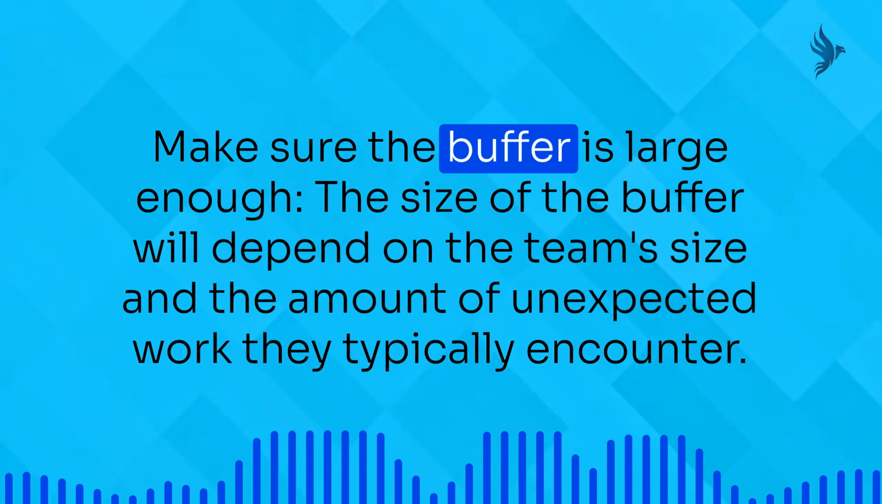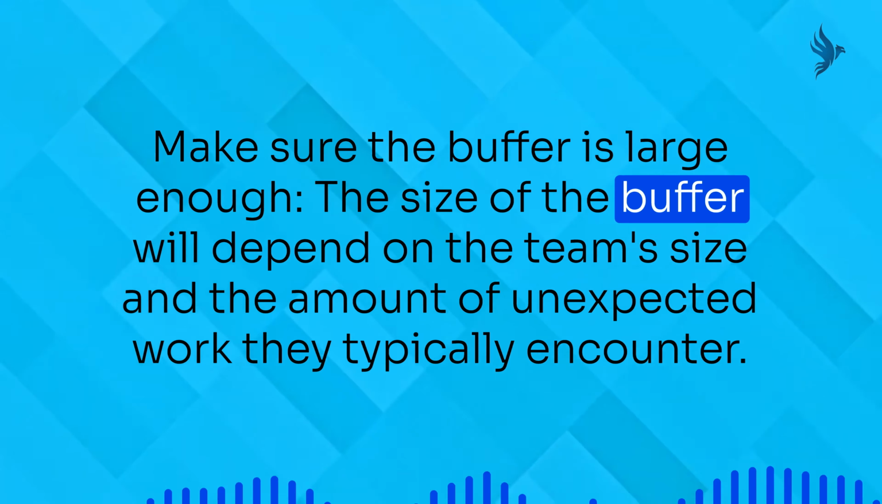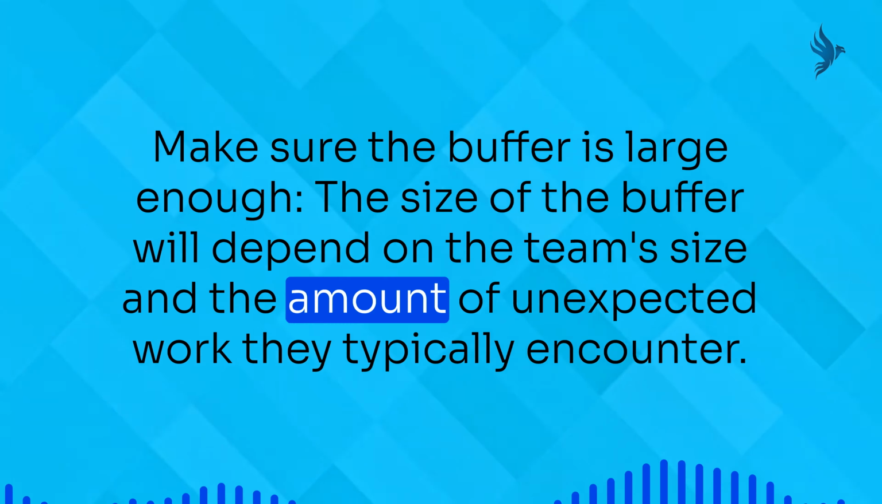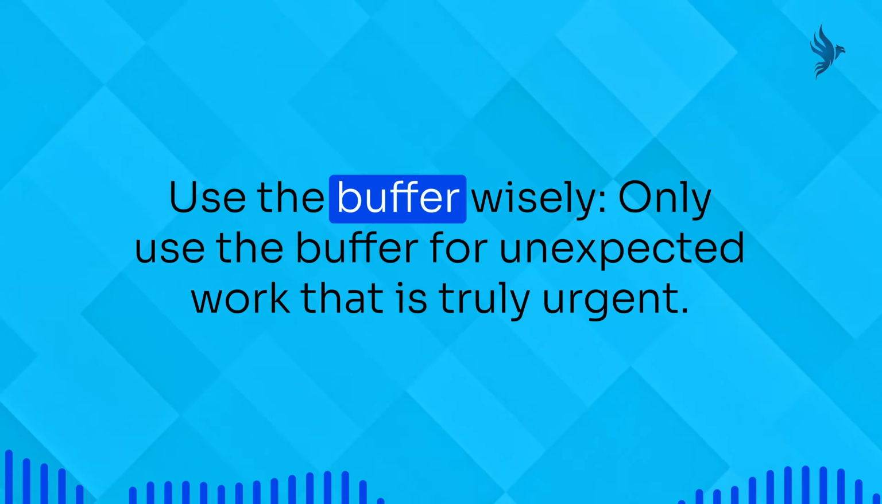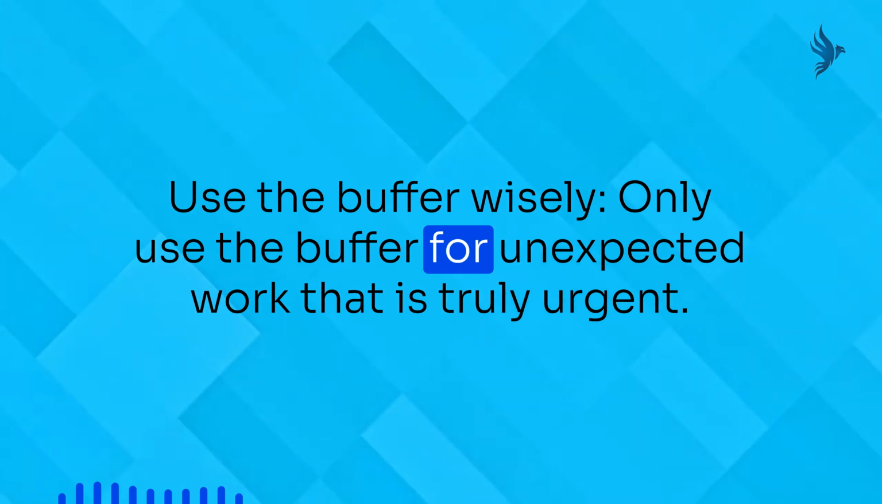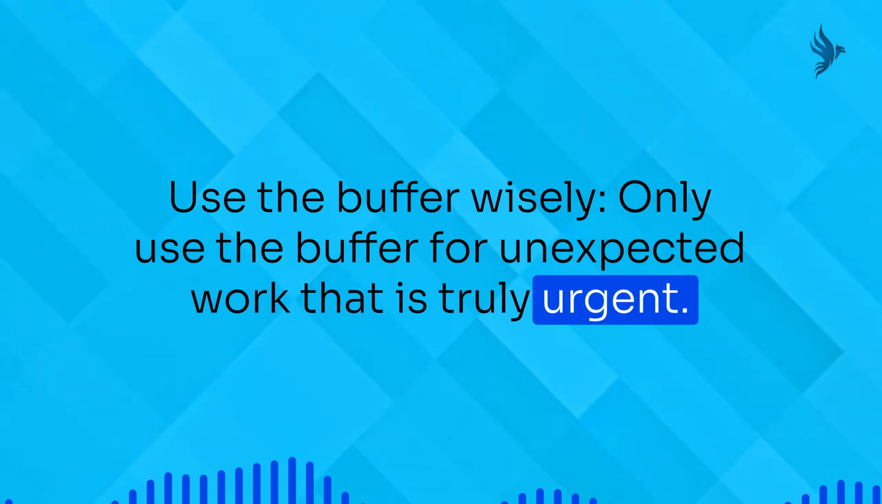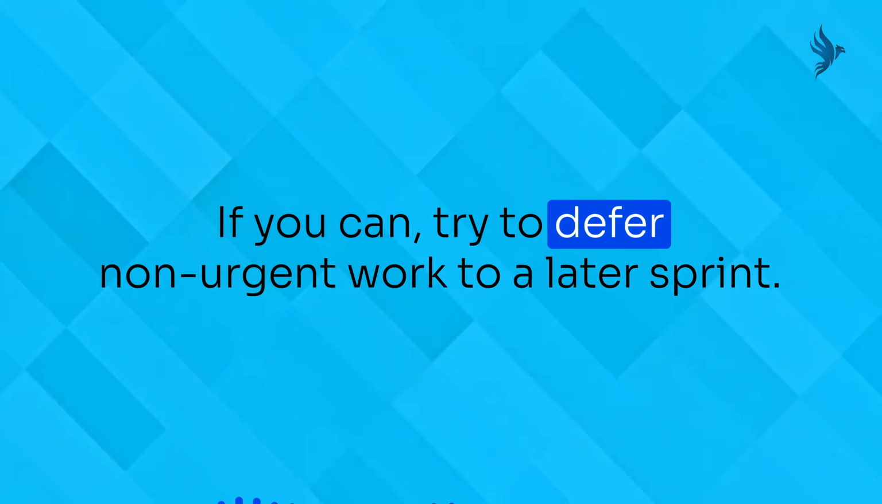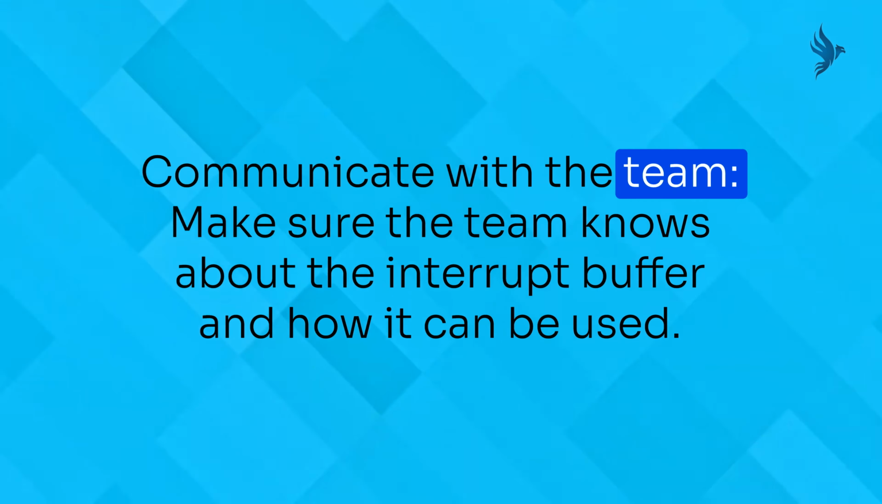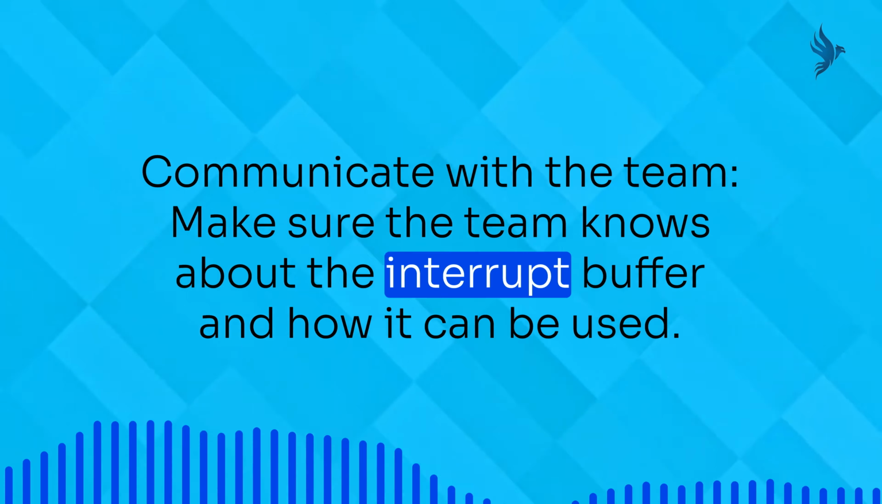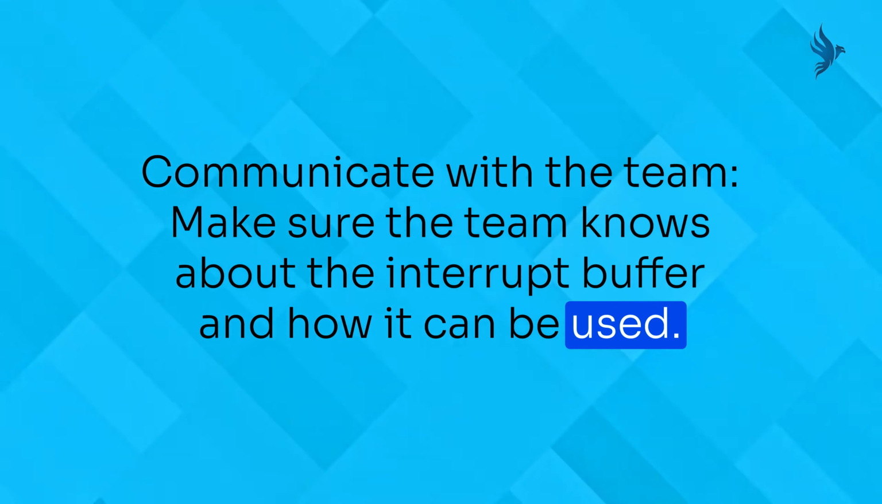1. Make sure the buffer is large enough. The size of the buffer will depend on the team's size and the amount of unexpected work they typically encounter. 2. Use the buffer wisely. Only use the buffer for unexpected work that is truly urgent. If you can, try to defer non-urgent work to a later sprint. 3. Communicate with the team. Make sure the team knows about the interrupt buffer and how it can be used.